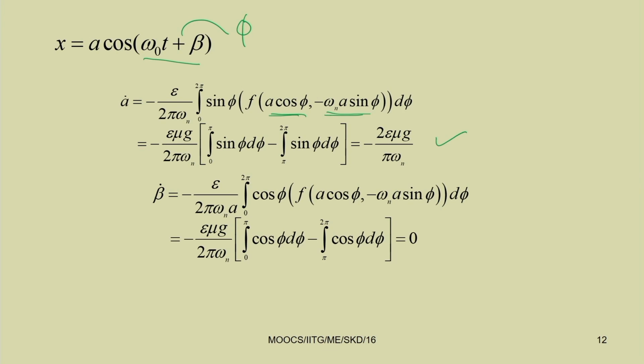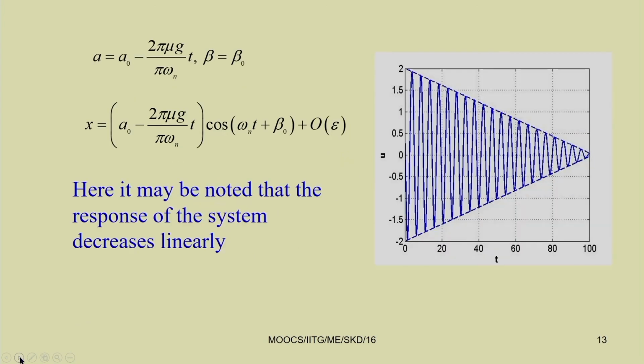So, beta dot equal to, this integration becomes 0. So, a dot we got equal to minus 2 epsilon mu g by pi omega n. So, this a, here the right hand side is not a function of a. So, this is a constant then. So, beta dot equal to 0. So, this is also constant. So, you can write a equal to a 0 minus 2 epsilon mu g by pi omega n t and beta equal to beta 0.